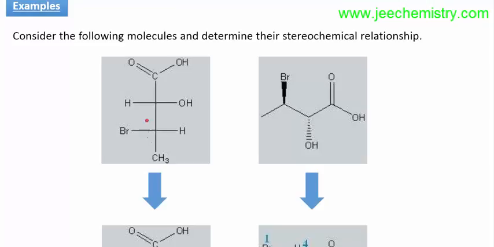Now second example, a Fischer projection is shown, and a wedge is shown. So we have to find the relation between these. First of all, we have to find the chiral centers. This is a chiral center. This is a chiral center. Two chiral centers. Here is also a chiral center. Here is also a chiral center.